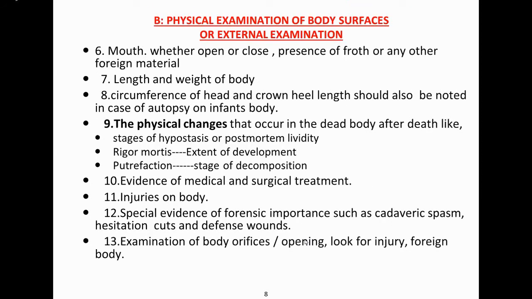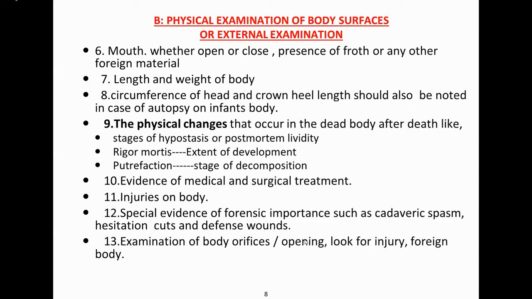Mouth, whether, if in cases of, like you know, poisoning अगर आप suspect कर रहे हैं, mouth whether open or closed, presence of froth or any other foreign material, ठीक है, like drowning है, उसके अलावा आपका asphyxial death है, there can be a defined froth present in the mouth area, तो आप वो भी notice करेंगे. Length and weight of the body वो measure किया जाता है.